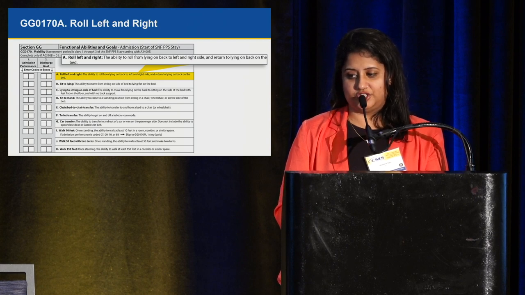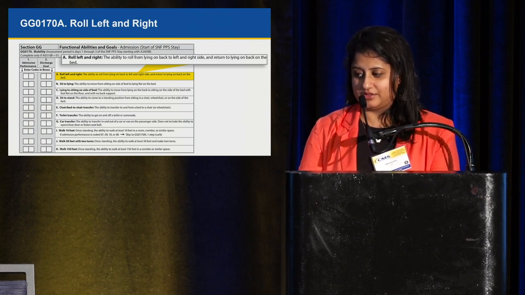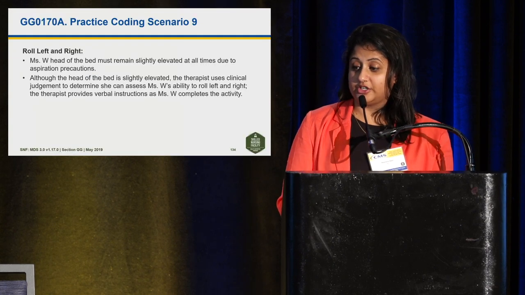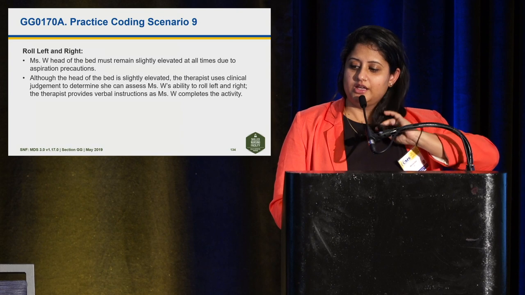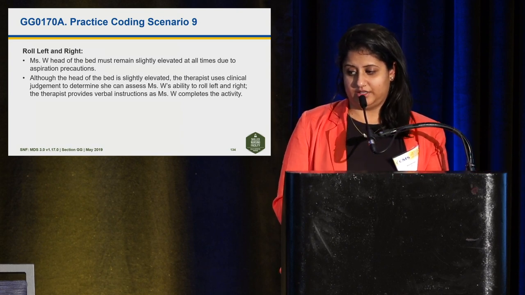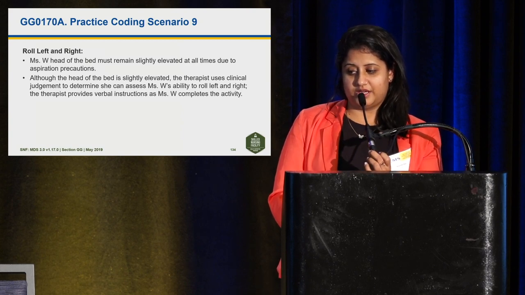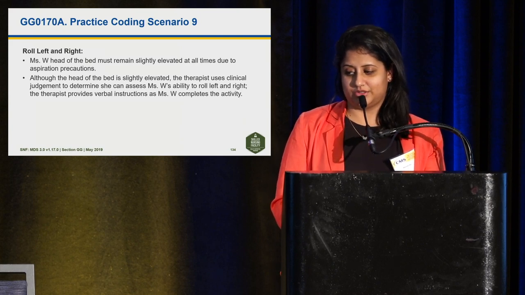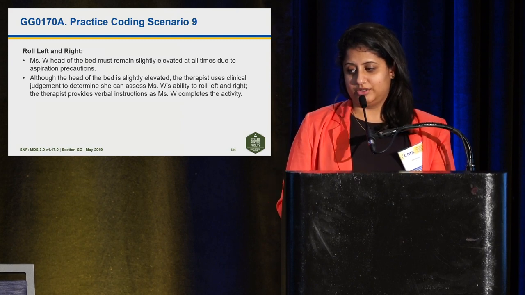So first item we have is GG0170A, roll left and right. The definition of that is the ability to roll from lying on the back to left and right side and returning to lying on back on the bed. So here's our practice coding scenario for GG0170A, roll left and right. Ms. W's head of bed must remain slightly elevated at all times due to aspiration precautions. Although the head of the bed is slightly elevated, the therapist uses clinical judgment and determines she can assess Ms. W's ability to roll left and right. The therapist provides verbal instructions as Ms. W completes the activity.